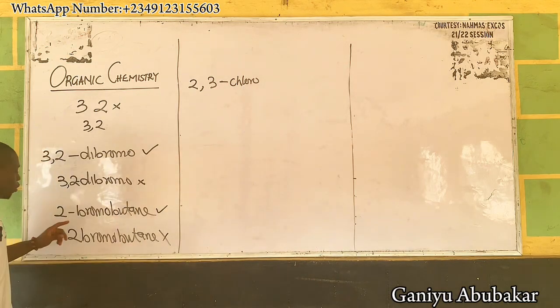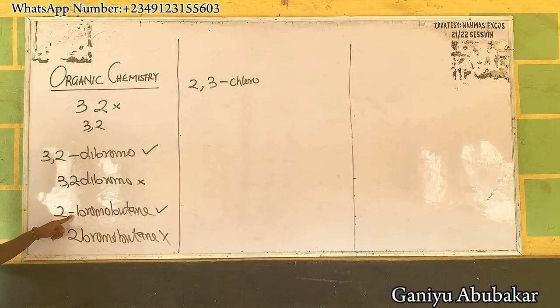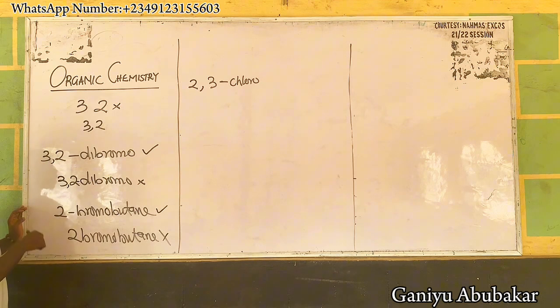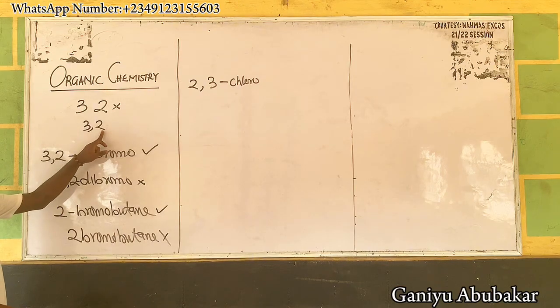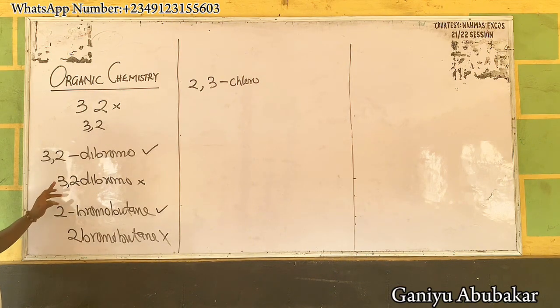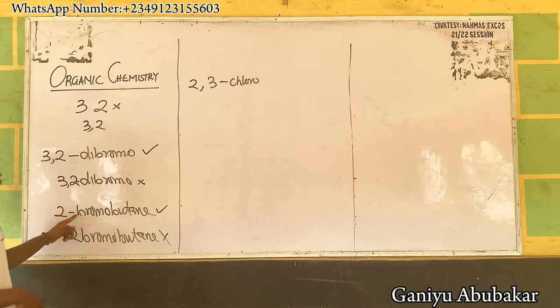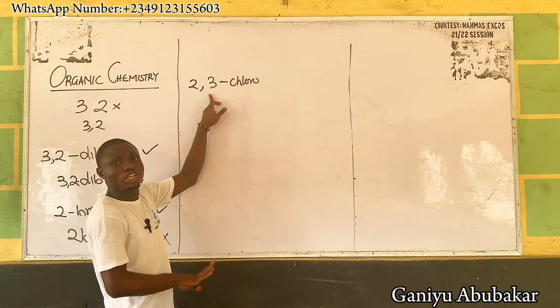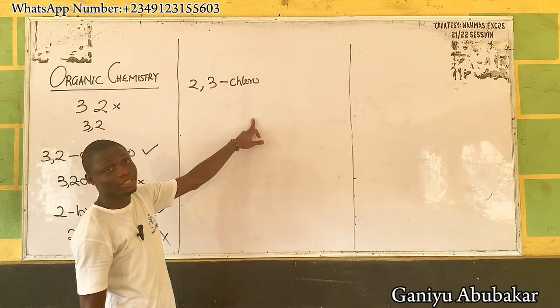Observe my writing here. I wrote 2-bromo. Observe after the hyphen here, my letter was a small letter. So a letter after a number should be written in small letters. So that's rule 1: separate number from number using a comma. Rule 2: separate number from letter using a hyphen. Rule 3 says a letter after a number should be written with small letters. So I have this.